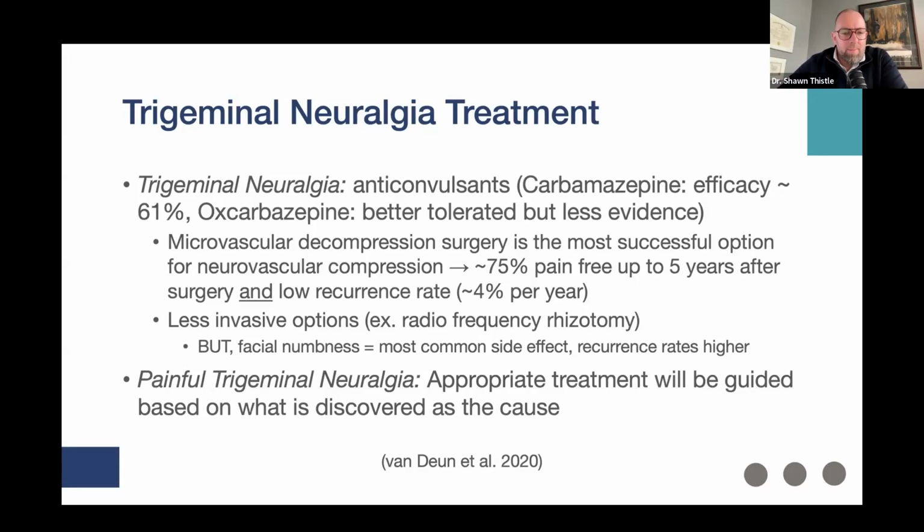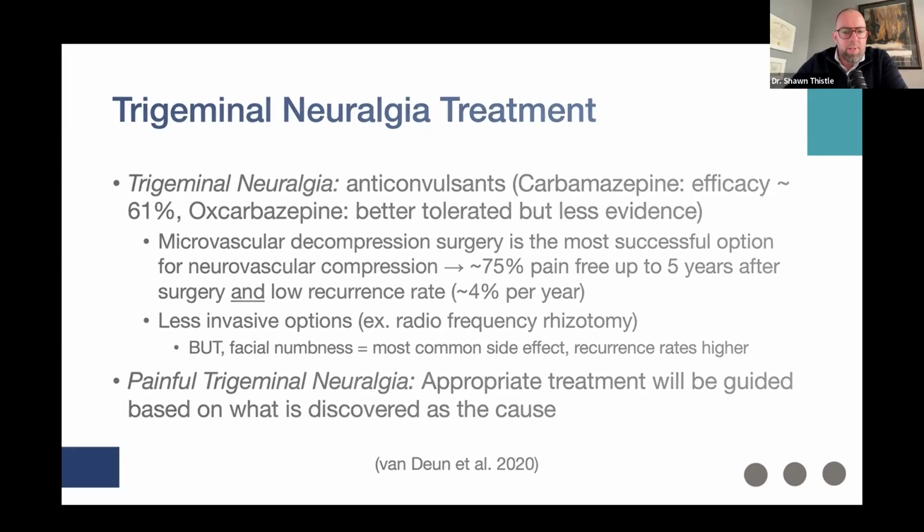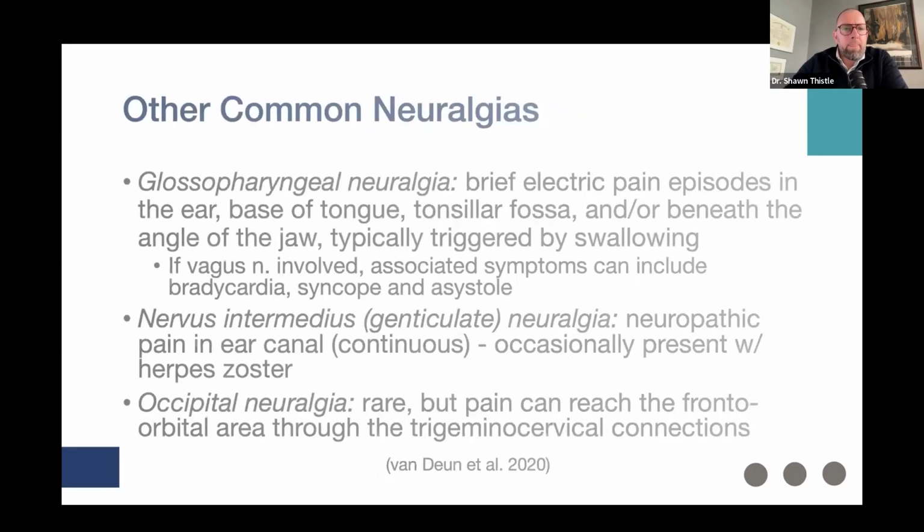However, that tends to be associated in many cases with facial numbness as a common side effect, and the recurrence rates are higher. So, given the choice, if it's determined that you or your patient has the pathology that is amenable to surgery, I would go the microvascular surgery route. For painful trigeminal neuralgia, the one I just went through with the 6 different classifications, of course, appropriate treatment is very reliant on what the initial pathology is determined to be.